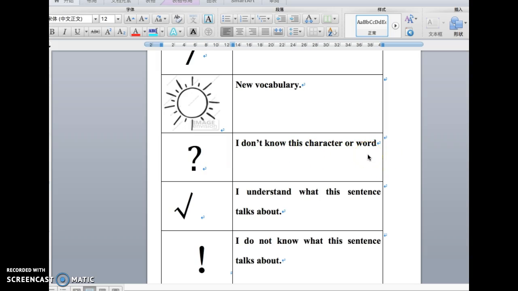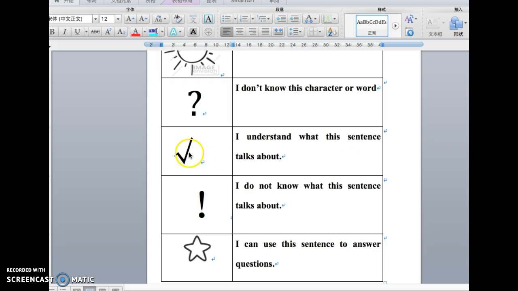When a kid is reading, if he or she doesn't know a word, it's fine. He or she can just put a question mark above that word or character, and take a guess or come back later. So she or he won't be struggling over it too much.